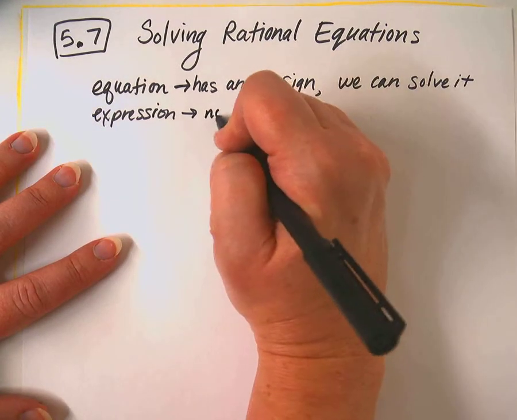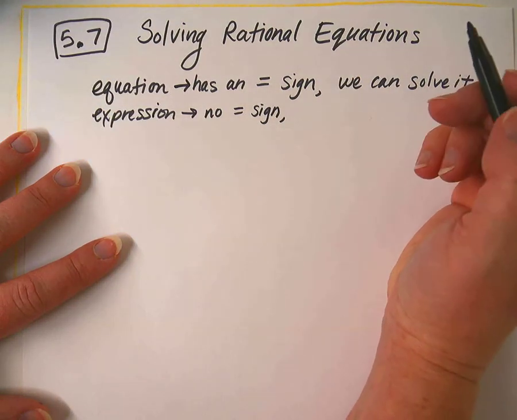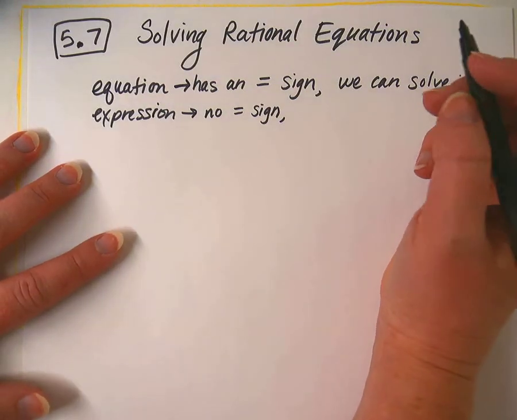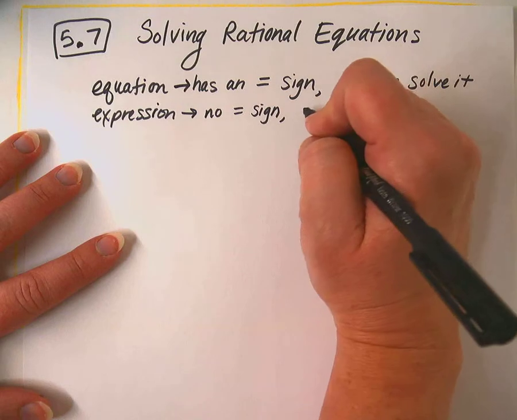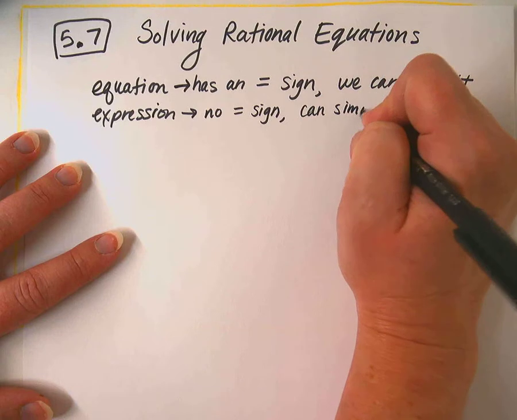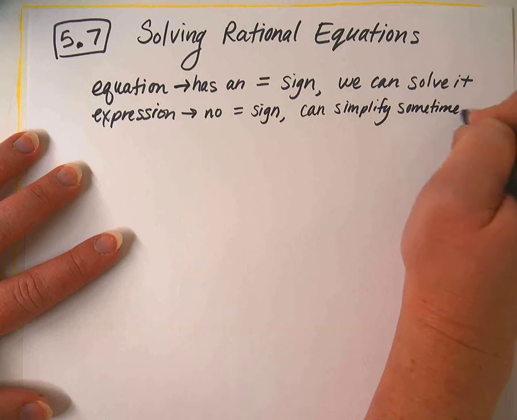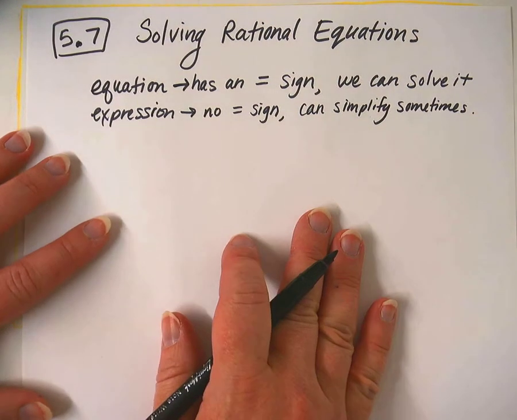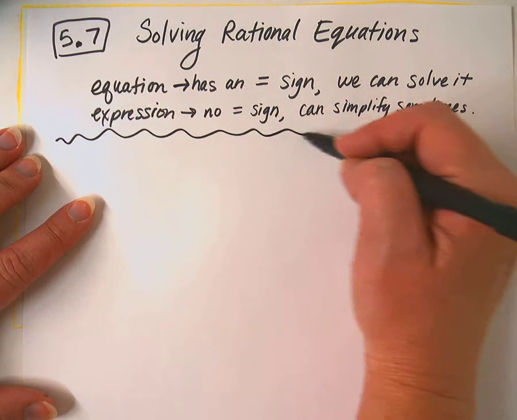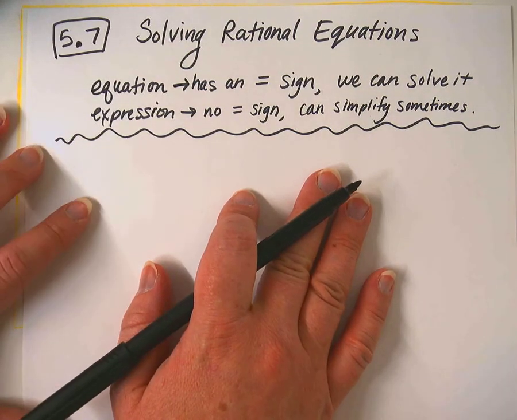There's no equal sign, and therefore you cannot solve it, but you can simplify it usually, or you can add it to other stuff, or you can multiply it times other stuff. You can work with it, but you can't solve it. So sometimes we can simplify expressions, but we can never solve expressions because we don't know what they're equal to. Okay? So that's just a quick little review of 2 vocabulary words that I need to put on our word wall.